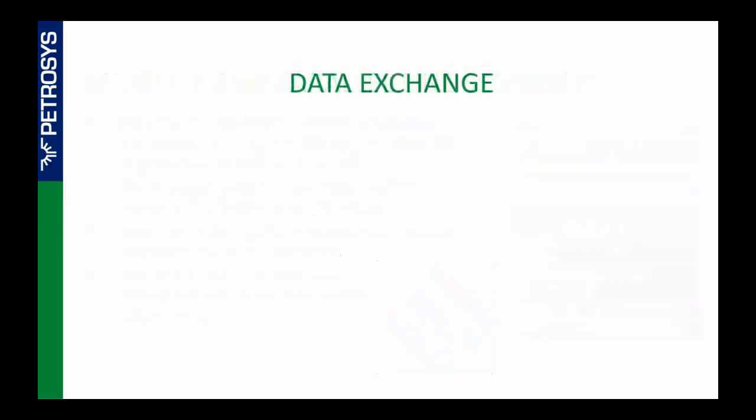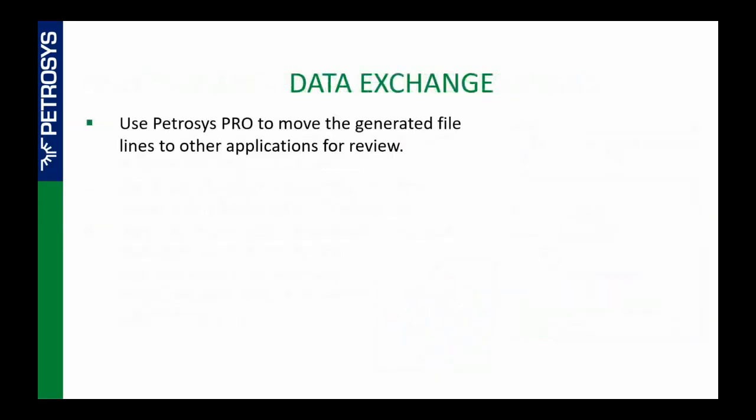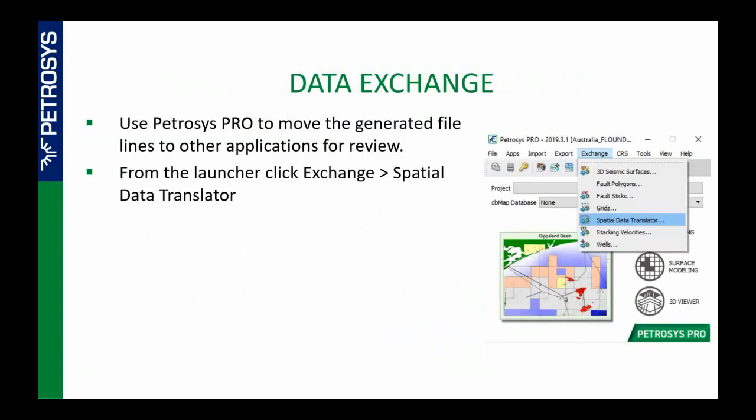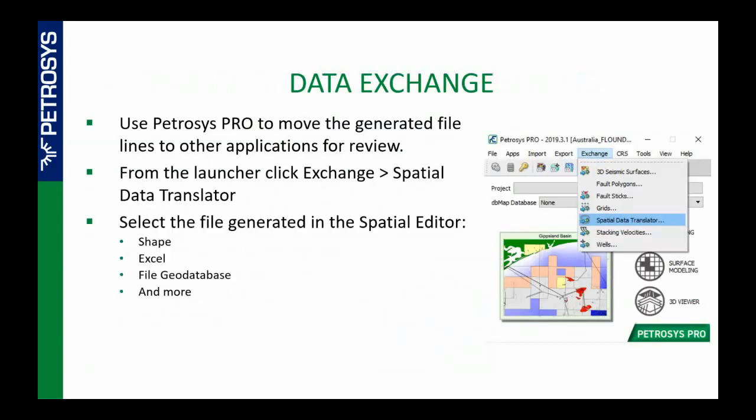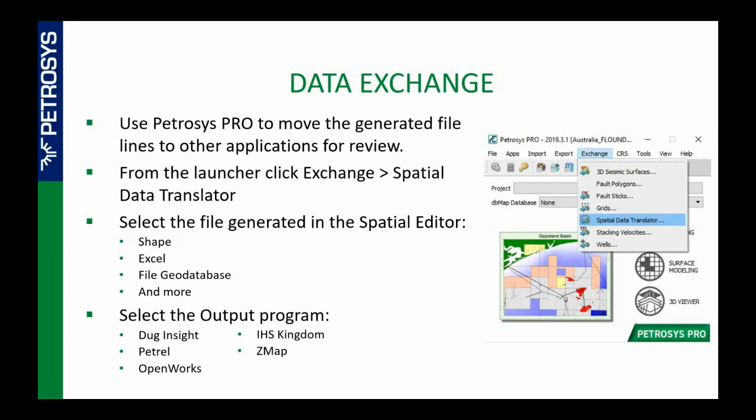Once we've got those how we're happy with them, we can then export those. So we can use a spatial data translator to export those lines which we've generated in either a Shape, Excel, GeoDataBase, and any of the files that we can generate in the Spatial Editor. We can push them out into other file types or into other programs such as Doug Patrol, OpenWorks, Kingdom, or ZMAP.